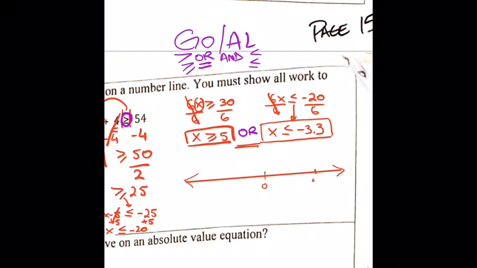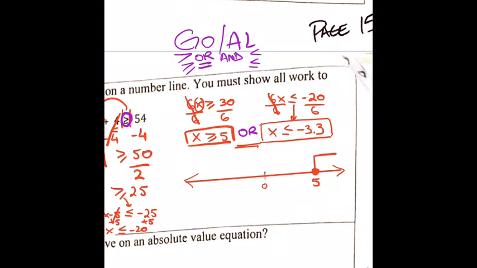First one, x is greater or equal to 5. So I can put a closed circle on 5, and the numbers greater than 5 go to the right of 5. Second inequality says x is less or equal than negative 3.3. So I'll put a closed circle on negative 3.3. Numbers less than negative 3.3 are to the left.